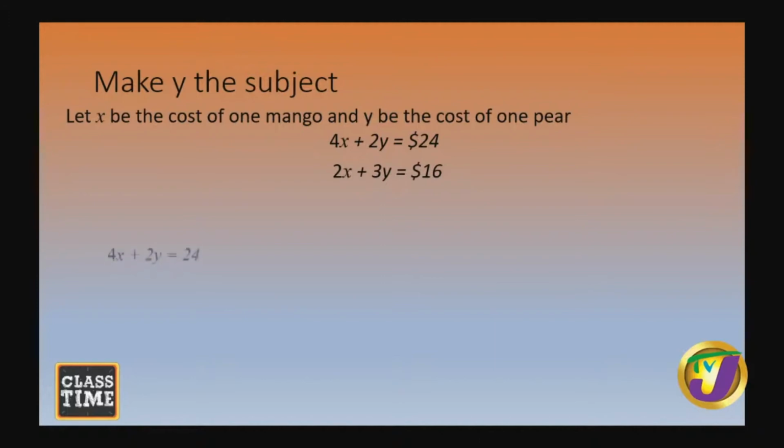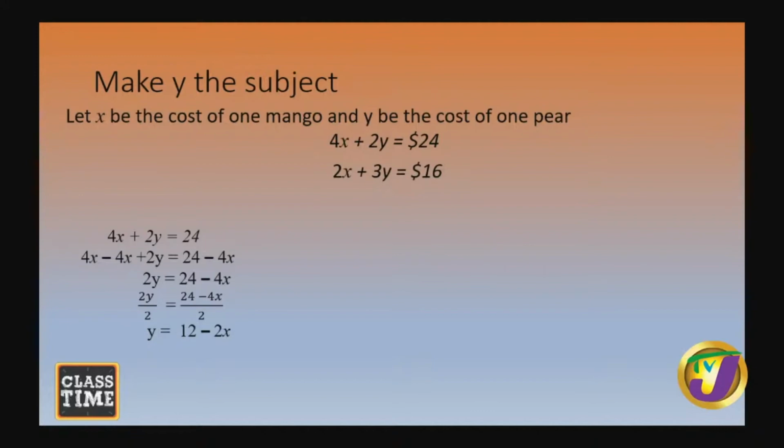So first thing, we want to make y the subject. So let's isolate y by using inverse operations. We can subtract 4x from both sides, and that will result in 2y equal to 24 minus 4x. And we can go ahead and divide both sides by 2. And that would have y equal 12 subtract 2x.